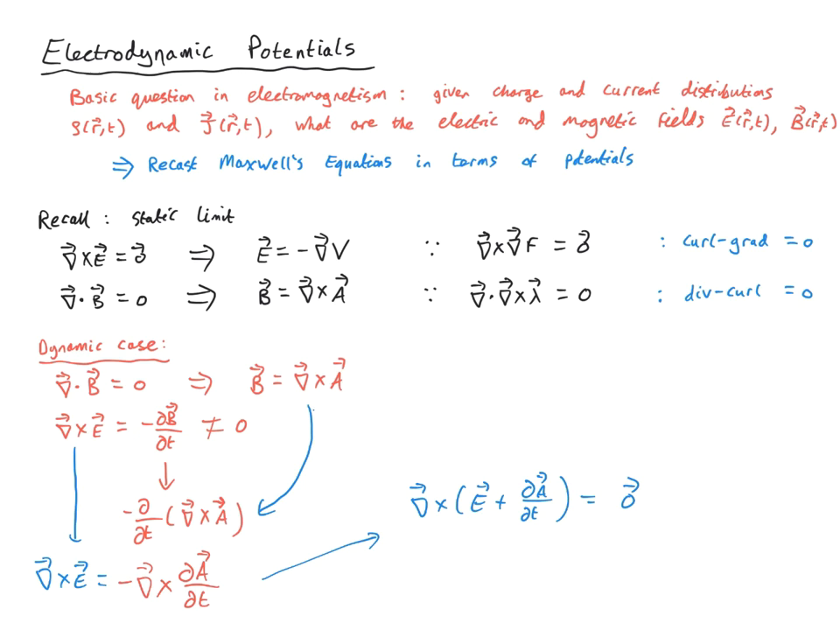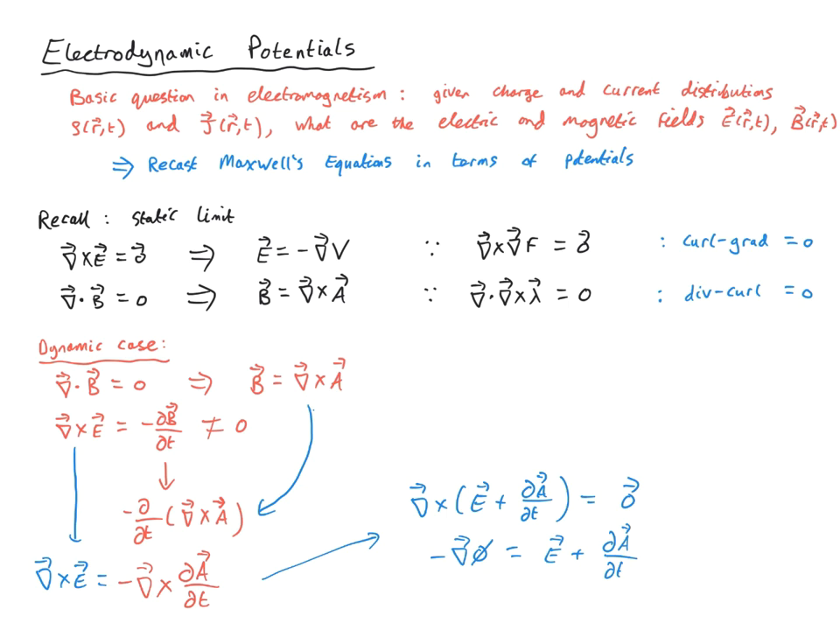And so what this means is that we can introduce a scalar potential, which in dynamics is not called V, but called phi, such that if we take minus the gradient of phi, we would get E plus dA by dt. And again, this follows from exactly the same logic, because if I take the curl of the gradient of phi, that is automatically equal to 0.